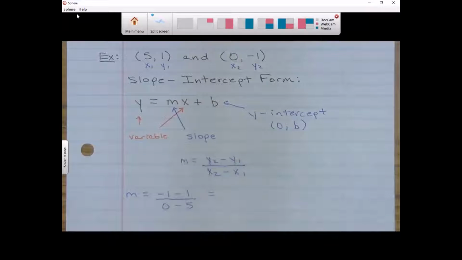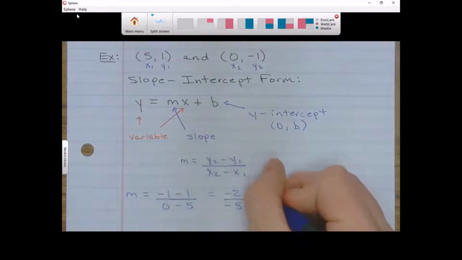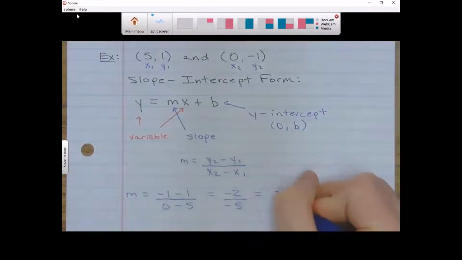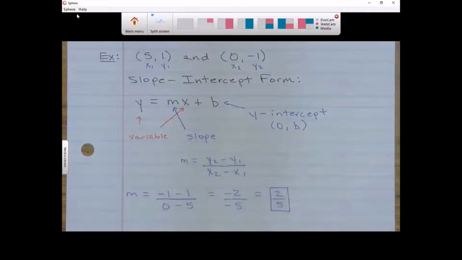Once I put those numbers in, I can simplify the top. -1 minus 1 is -2. And on the bottom, 0 minus 5 is -5. Now, as a fraction, I have -2 over -5. The negatives are going to cancel out, which is going to leave me 2 over 5. So this is going to be a positive number. So my slope is going to be positive. Okay, so now we found the slope.